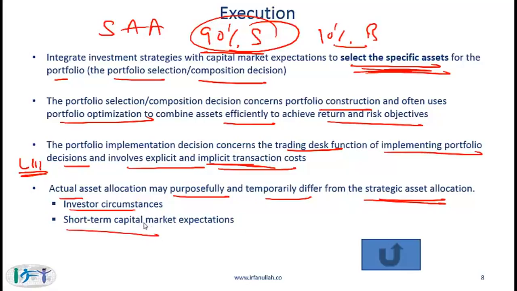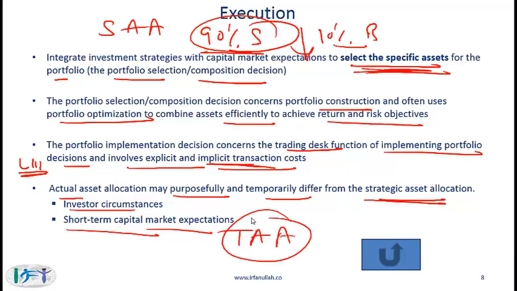The other has to do with short-term capital market expectations. If you are extremely bearish on the stock market because you believe it's currently overvalued, might you change from 90% to a lower percent in stocks? The answer is yes. And when you do that, this is referred to as tactical asset allocation. Because of your view on the market, you temporarily change the allocation, but in the long run, you will come back to the strategic allocation unless there is some other fundamental change in the markets or in the circumstances of your client.